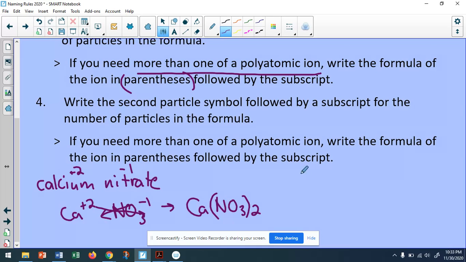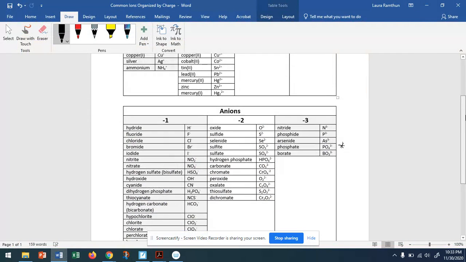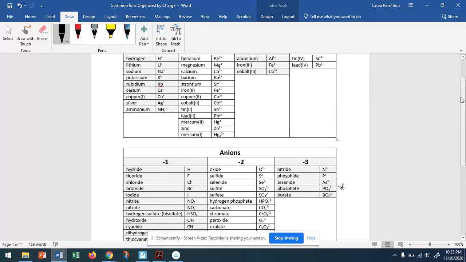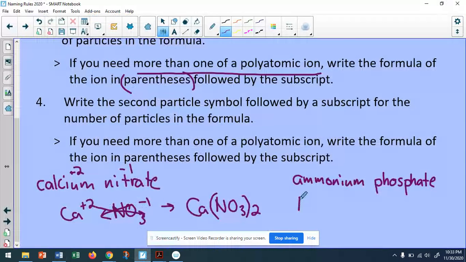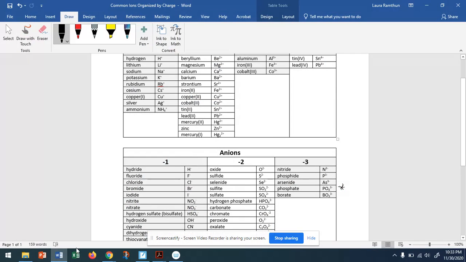Now, one more example. Let's say I had ammonium phosphate. In this case, ammonium, that's that one that's that different polyatomic in the front. If I look at my chart, my formula is NH4 plus. Phosphate on my chart we worked with in the last one. Phosphate is PO4 3 negative.